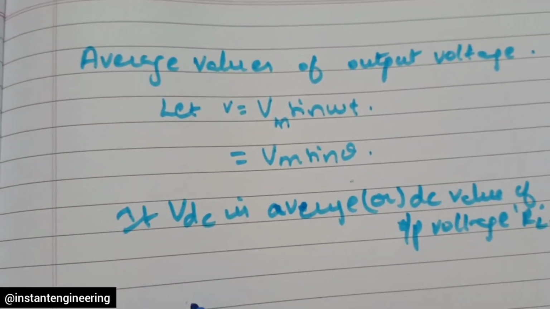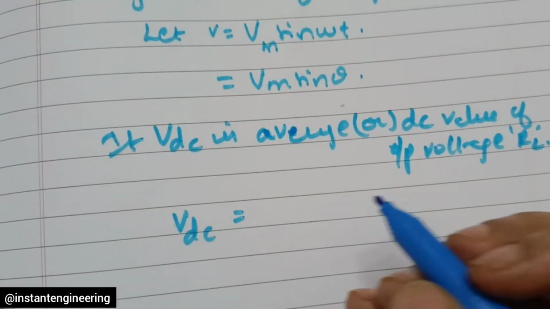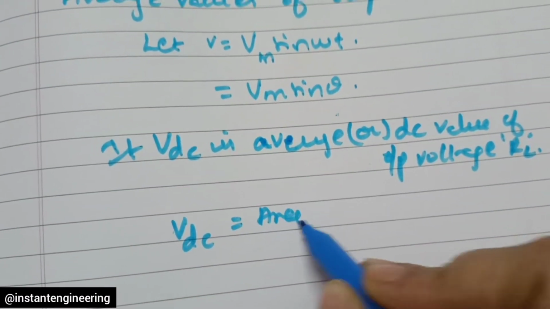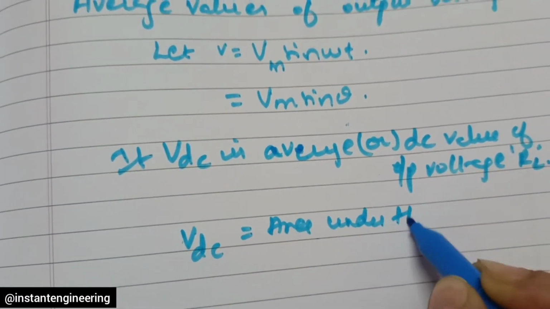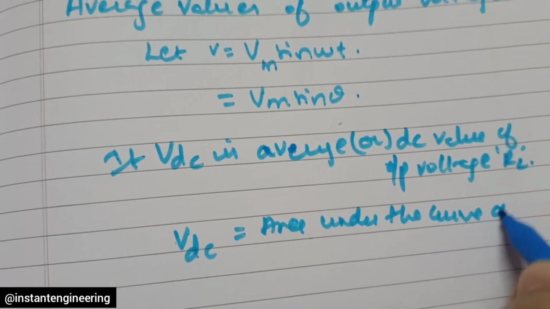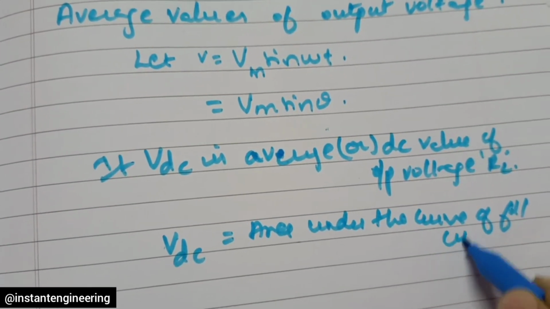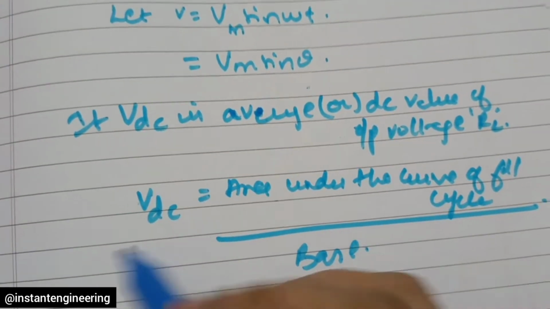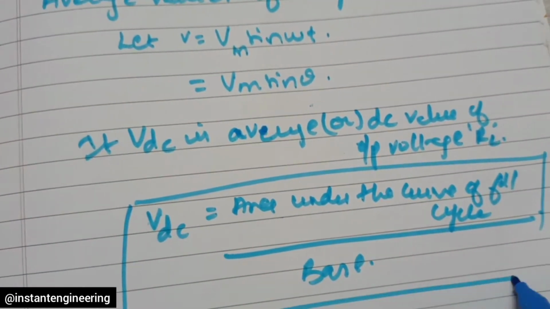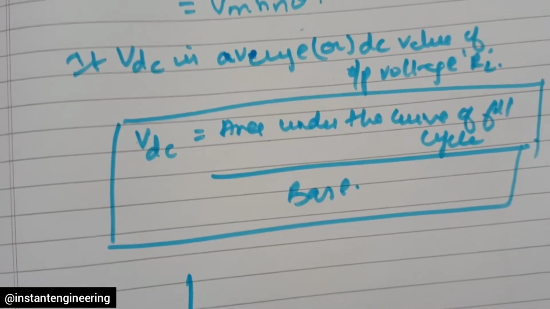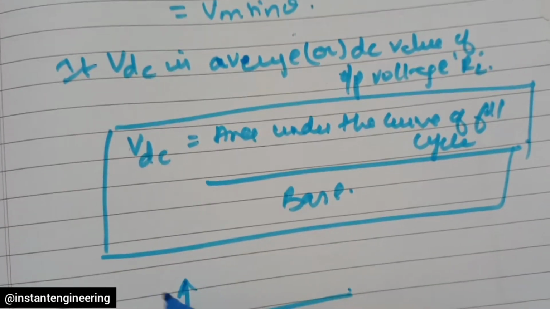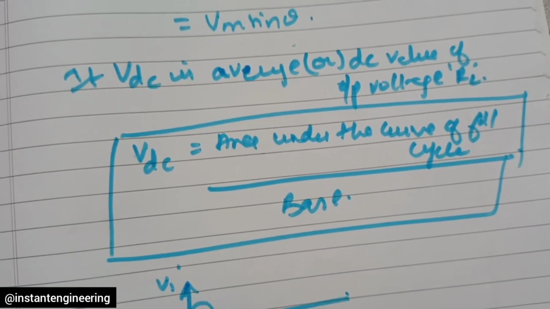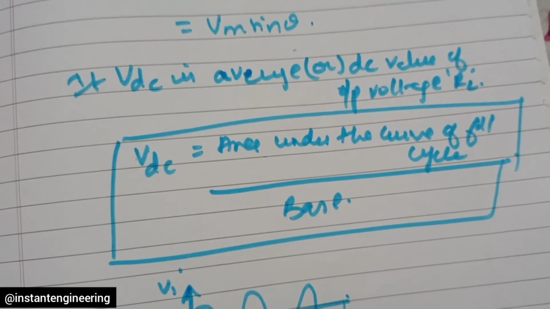Then the VDC value can be given as the area under the curve of a full cycle divided by its base. This is the VDC value. That means, for example, the graph is somewhere like this. This is the input voltage, the sinusoidal input waveform you are giving.